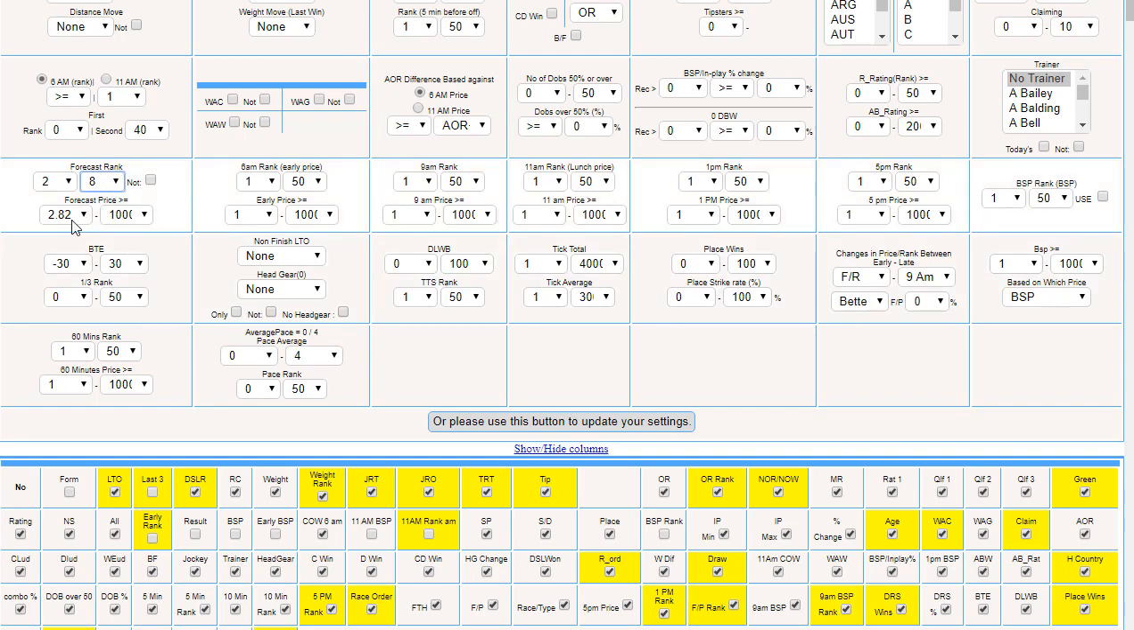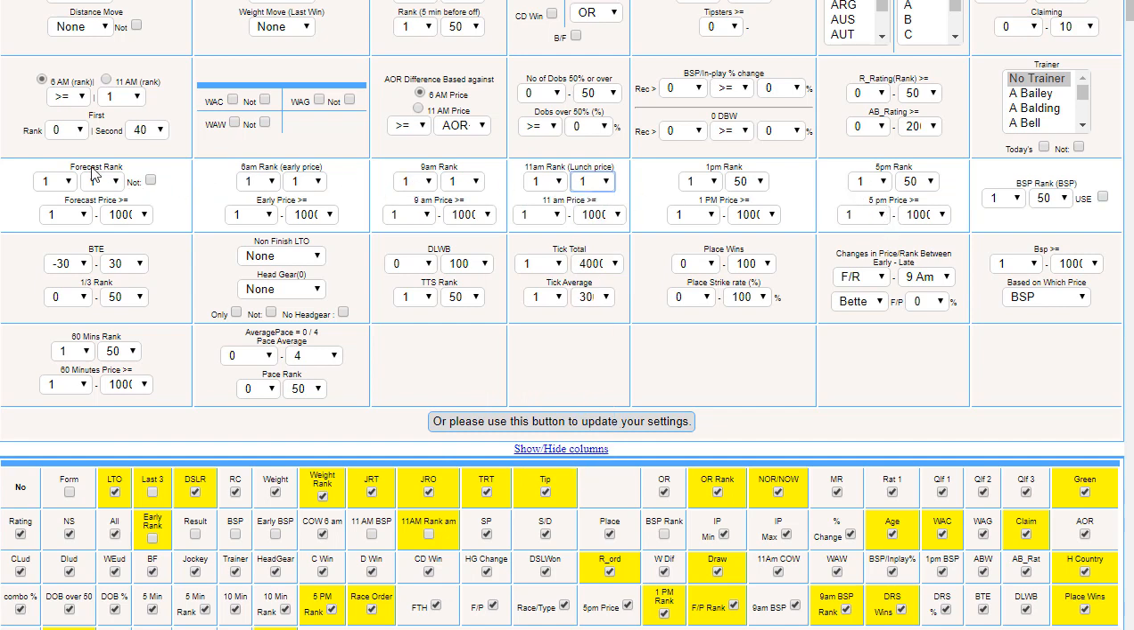The average is about 8 to 12 runners, I think, in a race. So you can basically select, if you wanted to track favourites all the way through the day, you can just literally go, okay, was it forecast favourite? Was it 6 a.m. favourite? Was it a 9 a.m. favourite? Was it a 11 a.m. favourite? And so on and so on.